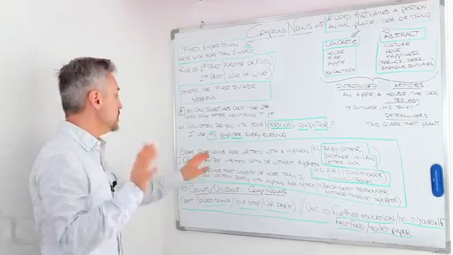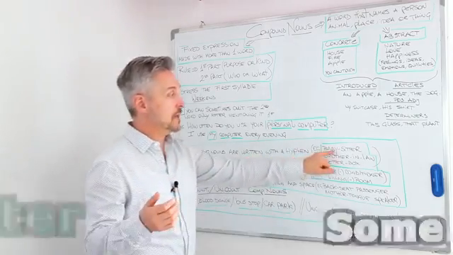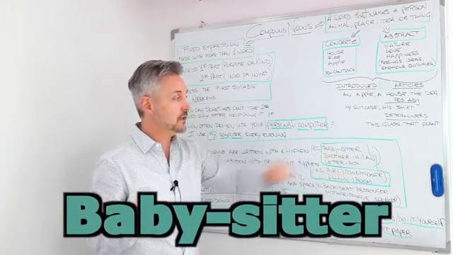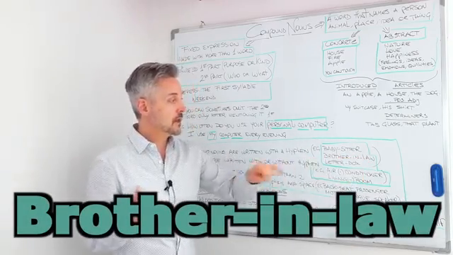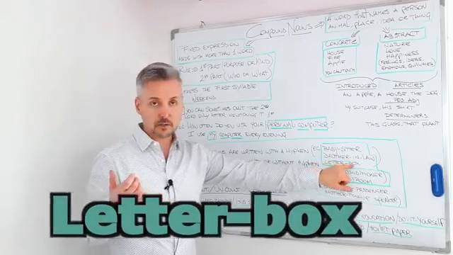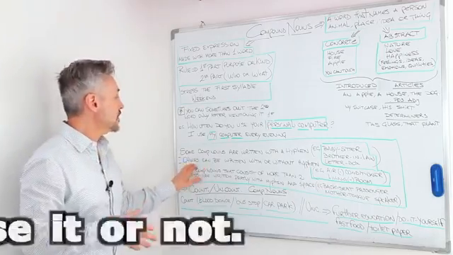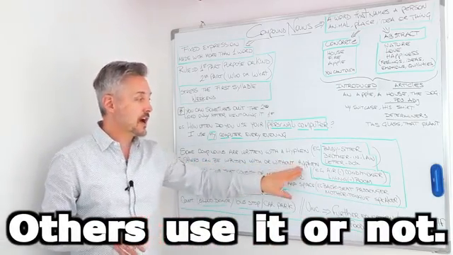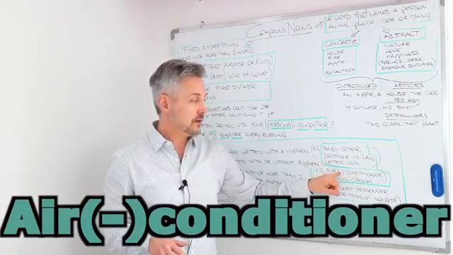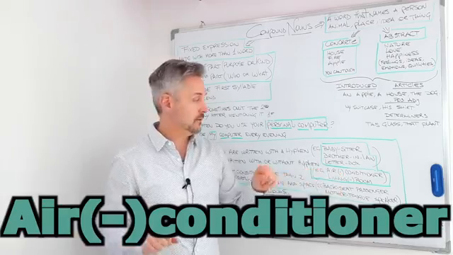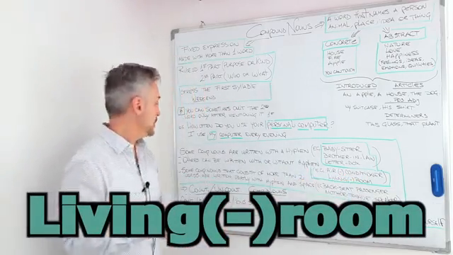Now, some compound nouns are written with hyphens. For example, babysitter, and here we have a hyphen. Or brother-in-law, here we have two hyphens. And letterbox. These are examples and there are a lot of them. Others can be written with or without a hyphen. For example, air conditioner. You can write a hyphen or you can omit it. Living room, okay, with or without the hyphen.